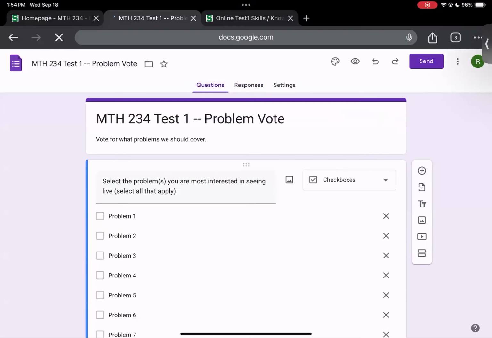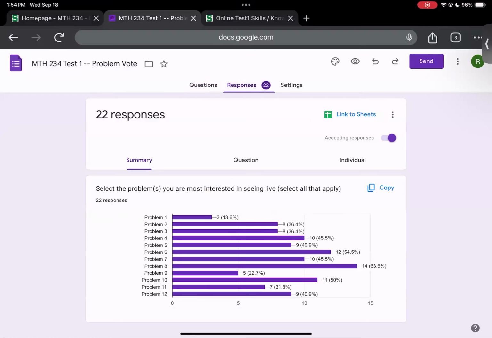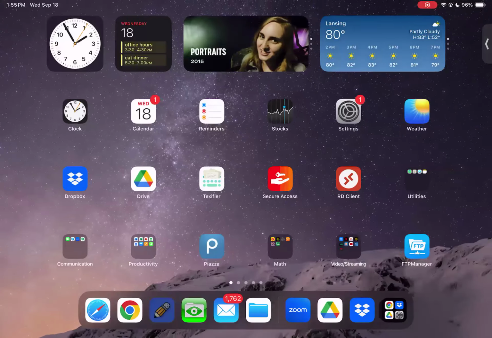Okay, I think I had this pulled up right here. I need it to refresh. Okay, and so far we have 22 responses, 23 responses, and it looks like the number one problem that folks are interested in seeing as of right now, anyway, is problem number 8, and second is problem number 6. So why don't we do problem number 8 first, then problem number 6, and then I'll revisit this page and see what problems are in the lead after that, and then we'll go to those. So problem number 8 first, and then problem number 6.